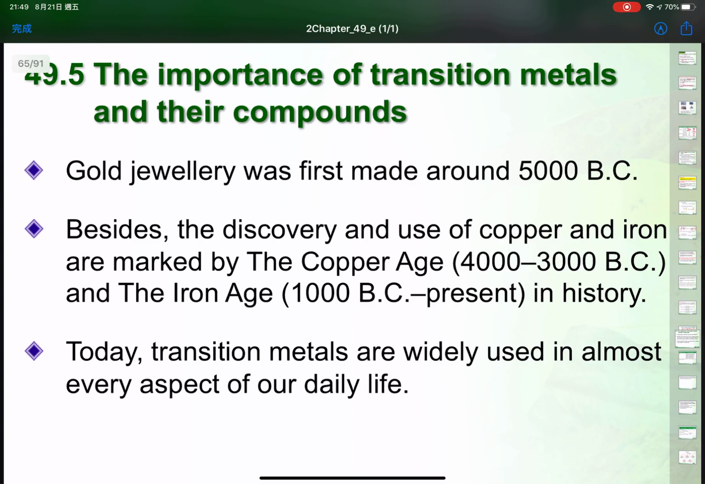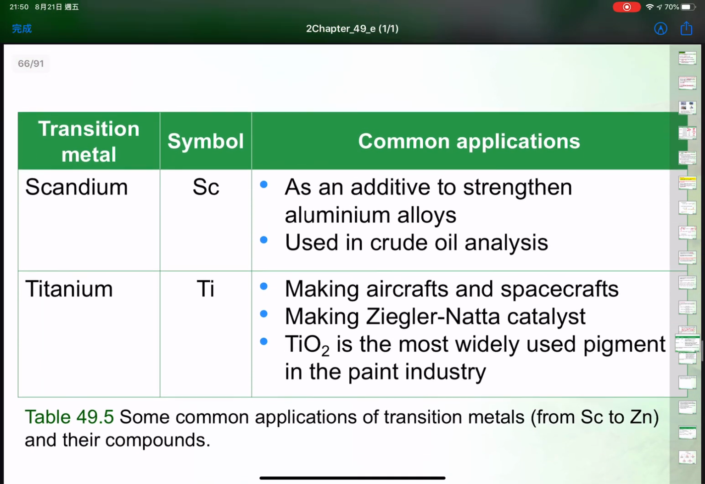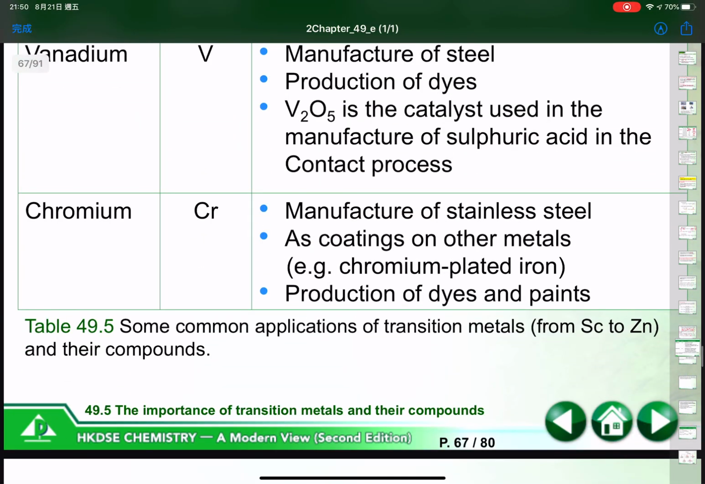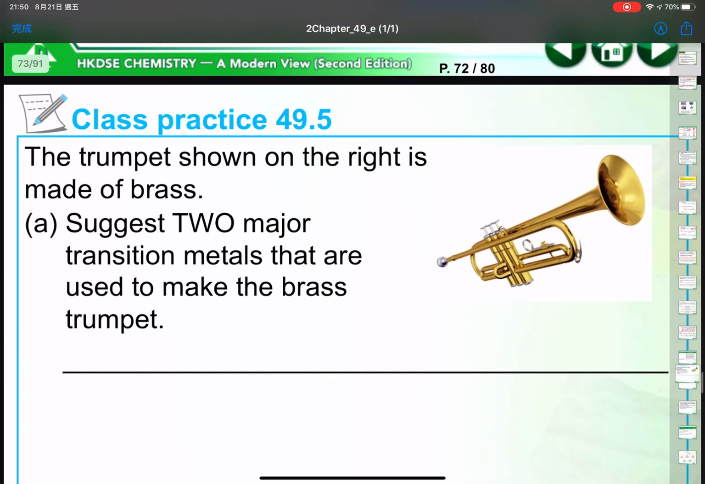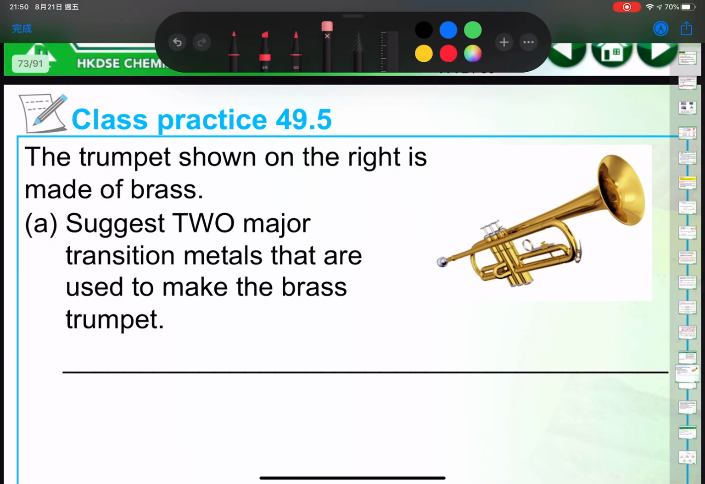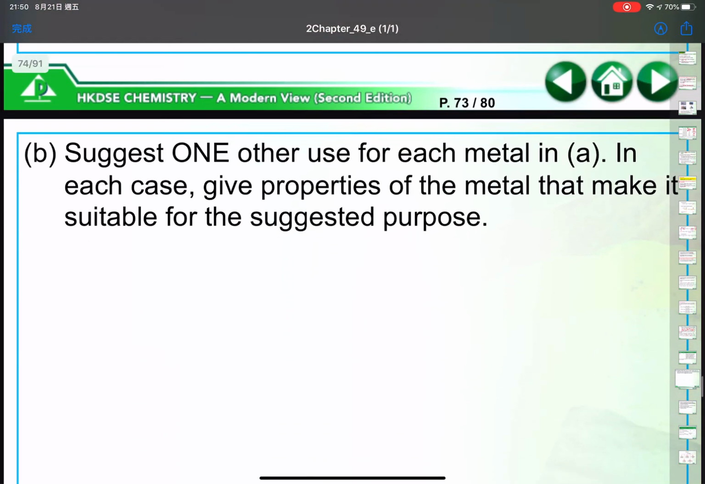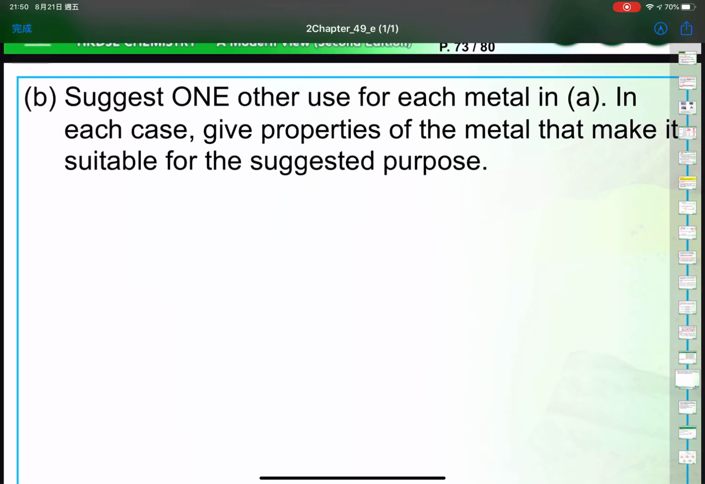So the importance of the transition metals, there are some daily uses and also their compounds. Actually you can read here, it's just like free stuff. I don't talk about it in detail. Okay, you can read it at home, it's just common sense. Okay, this is about making brass. Suggest two major transition metals. Brass actually is copper and zinc.